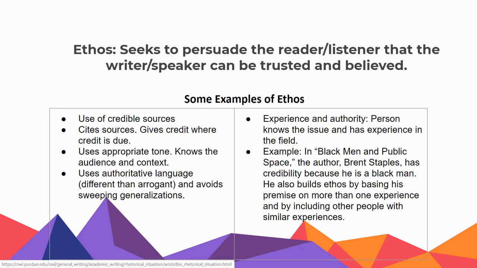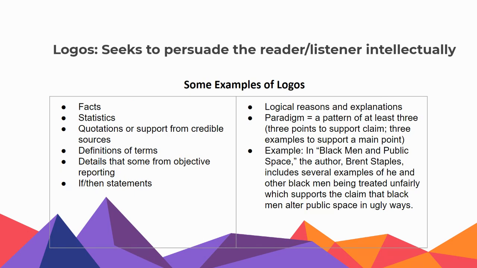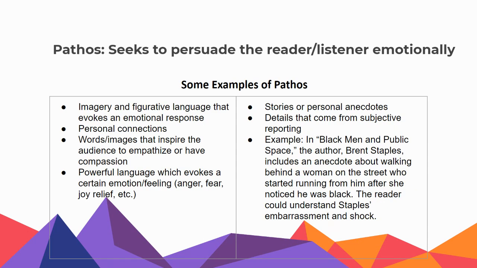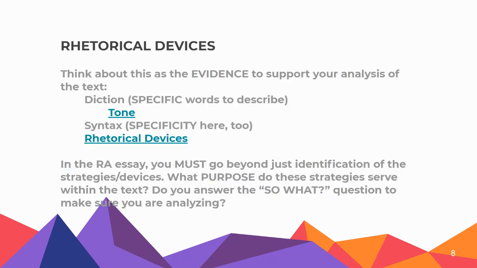Okay, so again, I am not going to read all of this to you. I'm going to share this slideshow out, and you can read through this. These are just reminders with great examples from this essay, Black Men and Public Space. And so this is ethos, just thinking about experience and authority. I do want to remind you that most writers open their piece really building their credibility. So watch for that. That's something we've talked about. Logic, paradigm, remember, etc., statistics. Then pathos, probably the easiest one, looking at language and imagery and figurative examples.